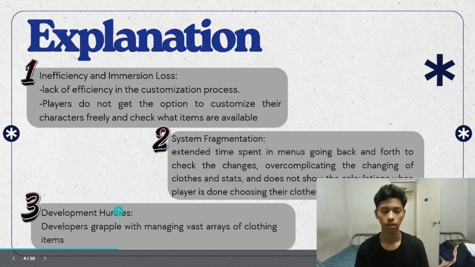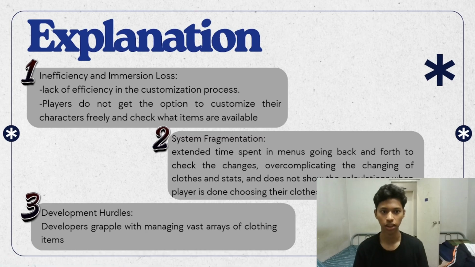Inefficiency and immersion loss. Lack of efficiency in the customization process. Players do not get the option to customize their characters freely and check what items are available. Second, system fragmentation. Extended time is spent going back and forth to check the changes, overcomplicating the changing of clothes and stats, and it does not show the calculation when the player is done choosing their clothes in a quick showcase. Third, development hurdles. Developers grapple with managing a vast array of clothing items.